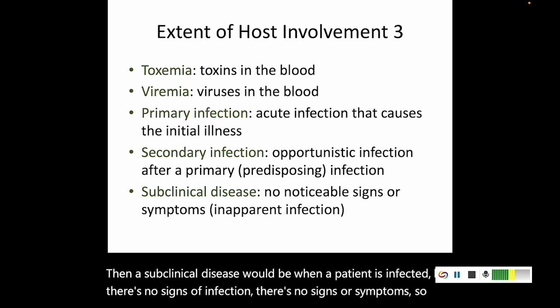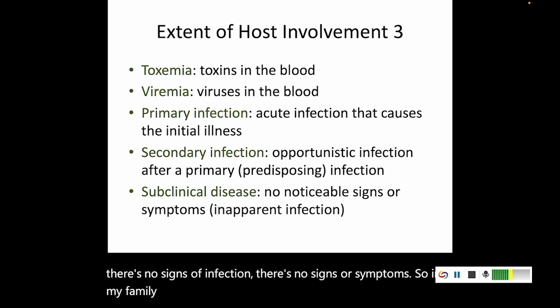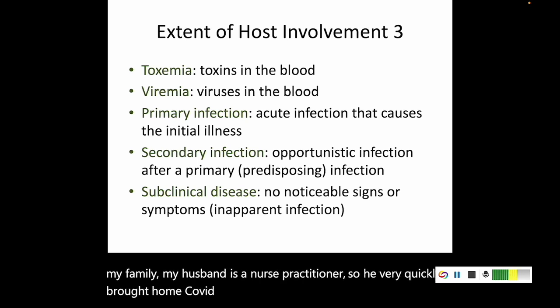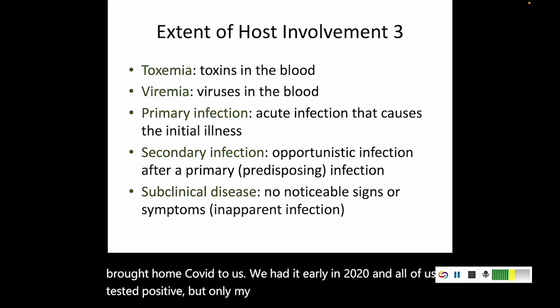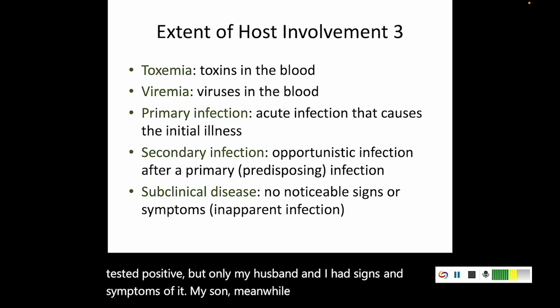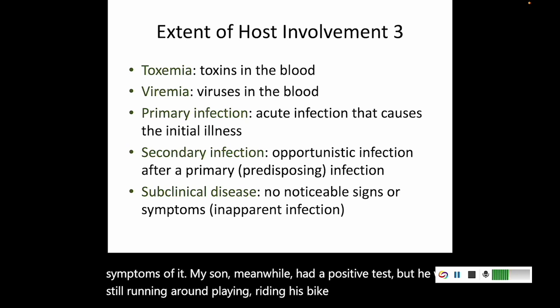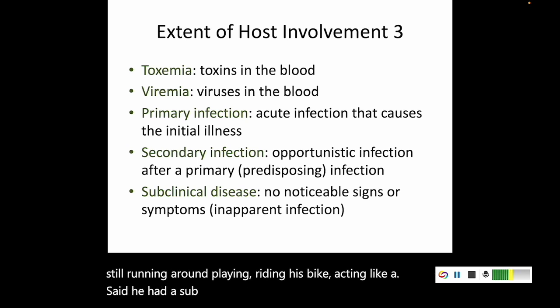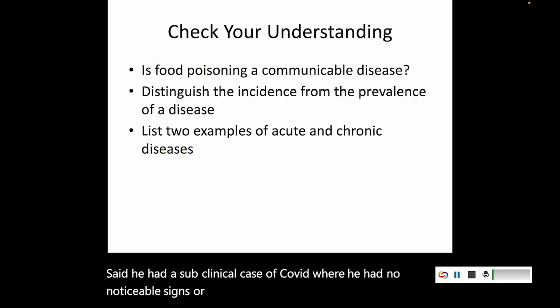So in my family, my husband is a nurse practitioner. So he very quickly brought home COVID to us. We had it early in 2020. And all of us tested positive, but only my husband and I had signs and symptoms of it. My son, meanwhile, had a positive test, but he was still running around, playing, riding his bike, acting like a kid. He had a subclinical case of COVID where he had no noticeable signs or symptoms.